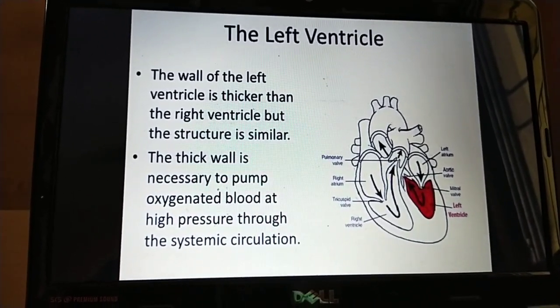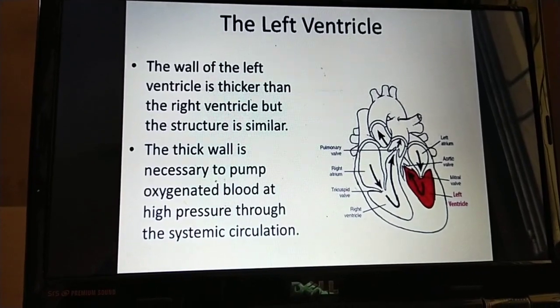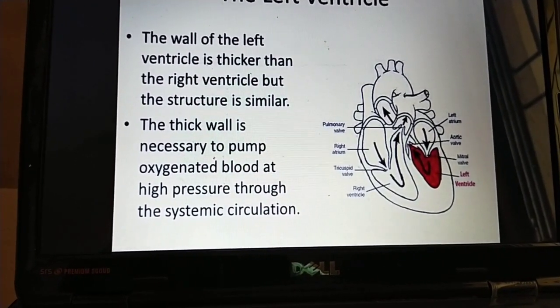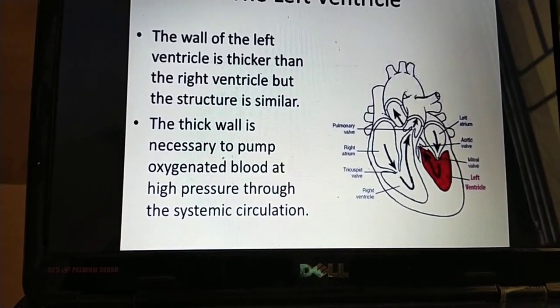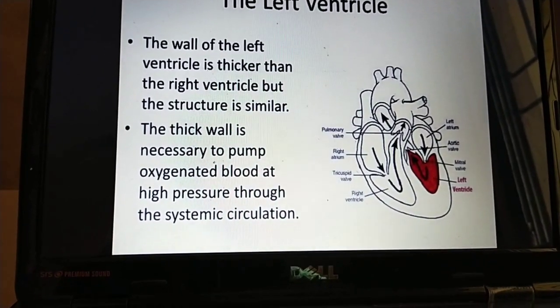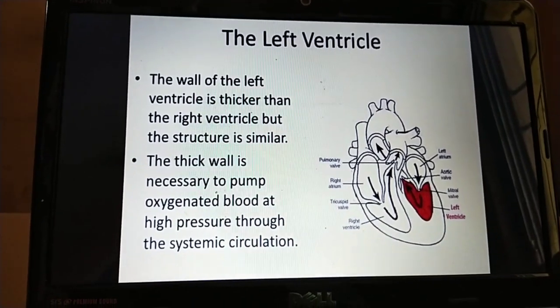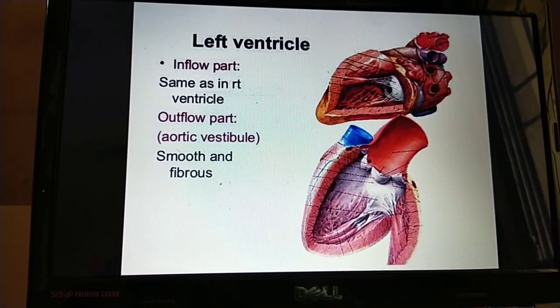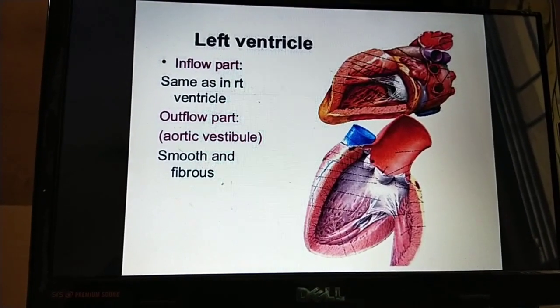The wall of the left ventricle is thicker than the right ventricle, but the structure is similar. The thick wall is necessary to pump the oxygenated blood at high pressure through the systemic circulation. It also has two parts or two tracts, one inflow tract and one outflow tract.